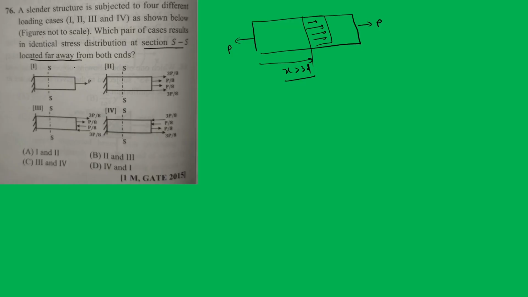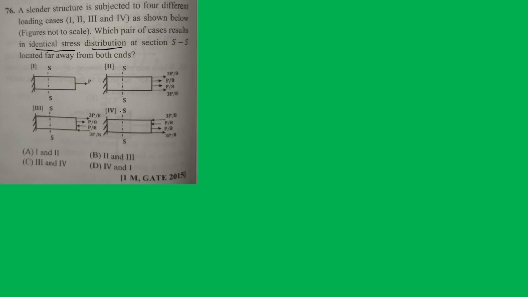If the section was close to the point of load application, it would be parabolic, and there it would be uniform. But our concern is not whether it is parabolic or uniform. Our concern is what they are asking. They are asking for identical stress distribution. Which of these are identical? All of them are correct, but which of those are matching each other?